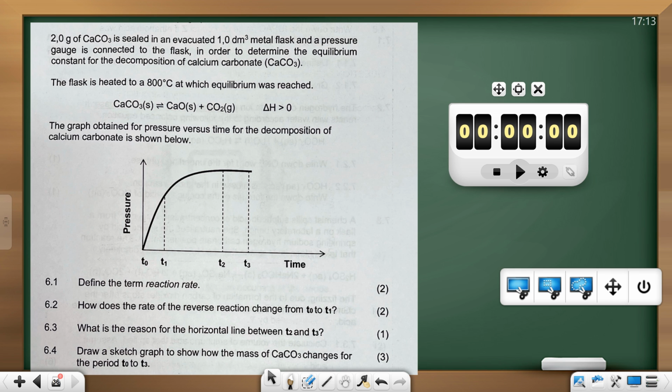Define the term reaction rate. I think they're asking the same thing, is it in the same paper? Oh, it was a different paper that I brought in. All right, that one is done. How does the rate of the reverse reaction change from T0 to T1? Well, let's study this quickly. What do you notice? Please listen carefully. Now we're applying it. If we increase, how does pressure affect rate of reaction? Quickly.